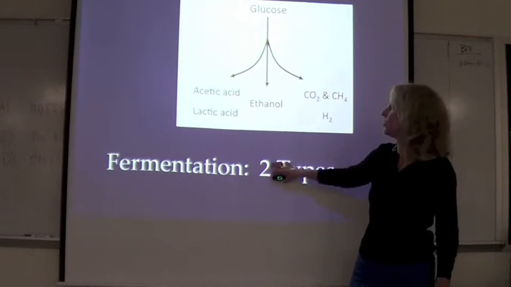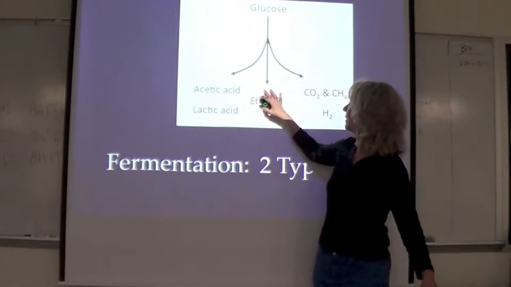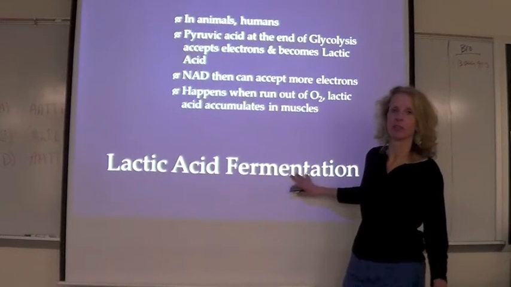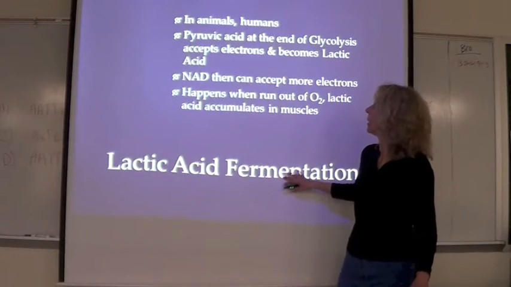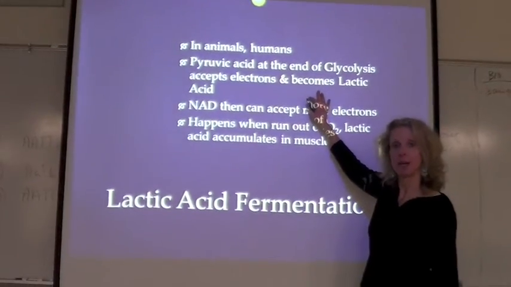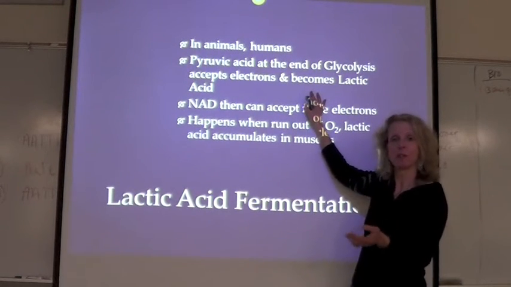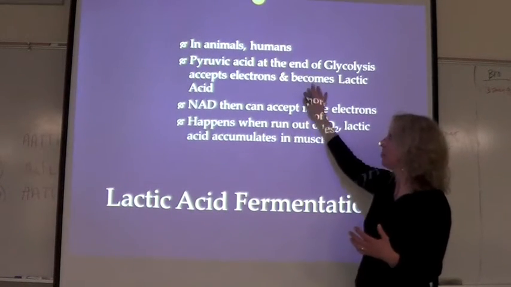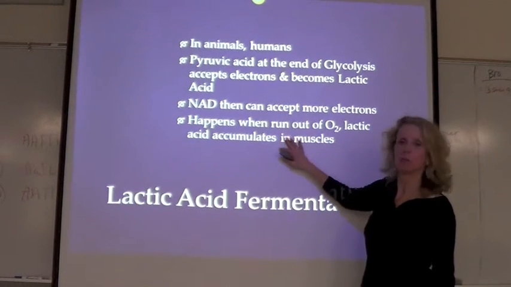There are two types of fermentation. One is called lactic acid fermentation, where we make lactic acid, and the other is where we make ethanol. Let's look at lactic acid fermentation. This occurs in animals and humans, when you can't get enough oxygen. Pyruvic acid acts as the electron acceptor. So me, NAD, since I couldn't go to the electron transport chain, would give the electrons back to pyruvate at the end of glycolysis. So I'm free to go get more electrons, and pyruvate, when it picks this up, becomes lactic acid. This happens when you can't get enough oxygen.